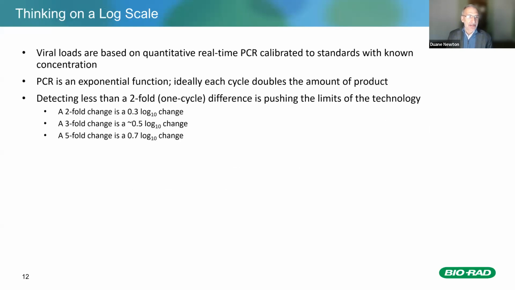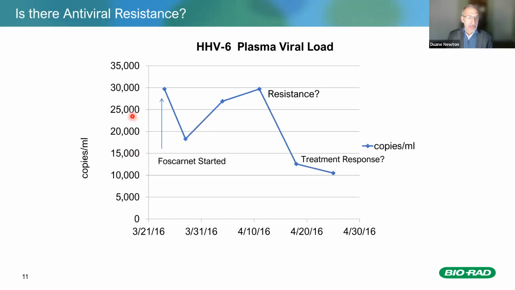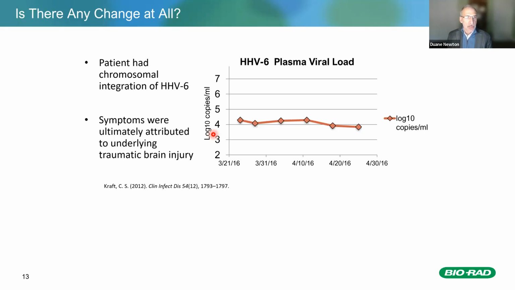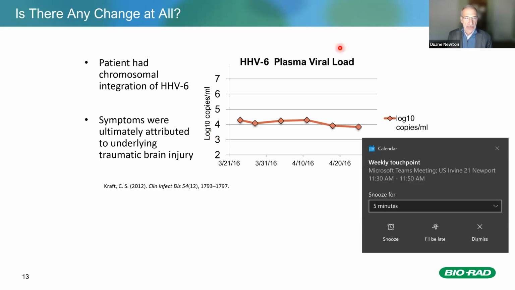On the previous slide, I presented the data as copies per mil, but when presented as log copies per mil, you see that there really isn't any change in the values. And when looking at it further, it was determined that the patient actually had chromosomal integration of HHV6, and that was what was being detected in the viral load test, and it wasn't active replication. The symptoms in this patient were ultimately attributed to an underlying traumatic brain injury.